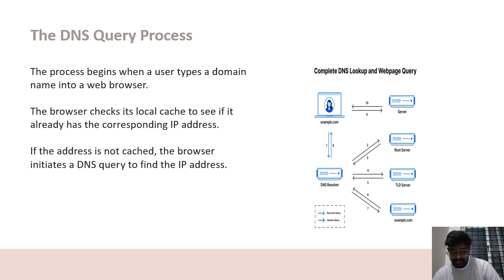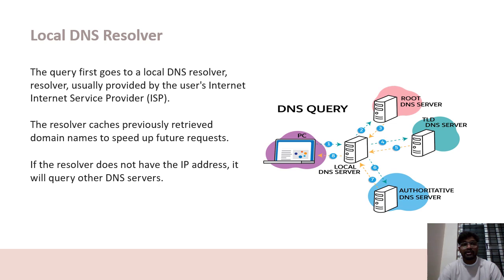The next is the local DNS resolver. The query first goes to the local DNS resolver, usually provided by the user's internet service provider, ISP. The resolver caches previously retrieved domain names to speed up further requests. If the resolver does not have the IP address, it will query other DNS servers.